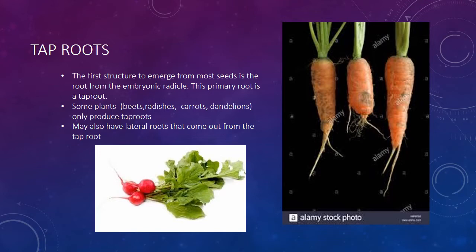Some plants only produce the taproots, and those are ones that you're familiar with, like carrots. That's one large taproot. Radishes are the same. But many also have lateral roots that come out from that original taproot.